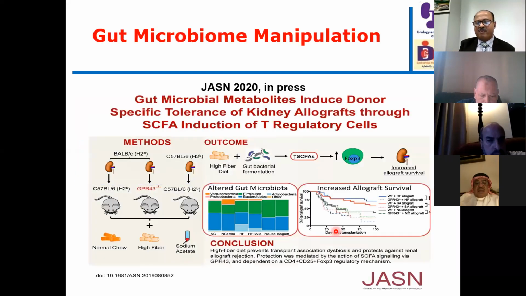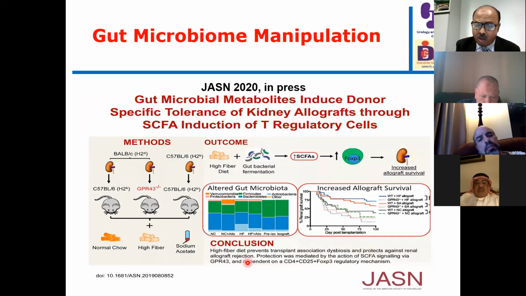This is very nice. I read this article. It is experimental work on how to manipulate gut microbiota in an experimental transplant model in rats. By using a high fiber diet without immunosuppressive drugs, the high fiber diet, which is rich in prebiotics, is associated with improvement and prevention of dysbiosis and abnormality of the gut microbiome, and protects against renal allograft rejection. Why? Because the high fiber diet was associated with increased regulatory T cells, as shown by the marker of T regulatory cells in this experimental animal model.